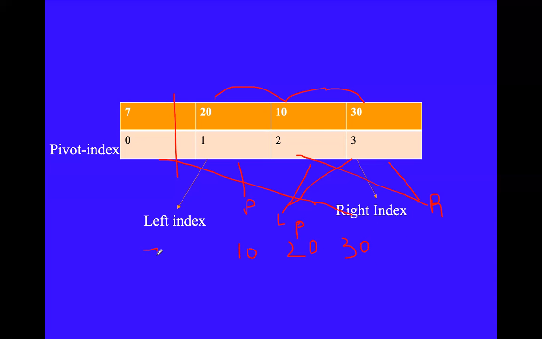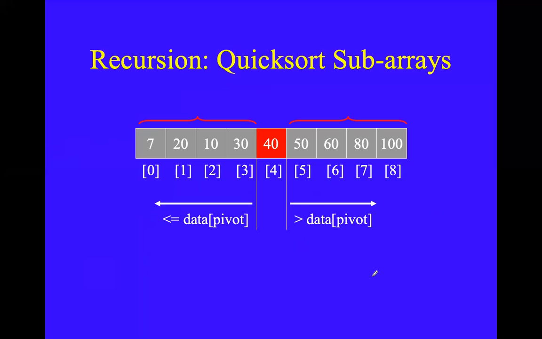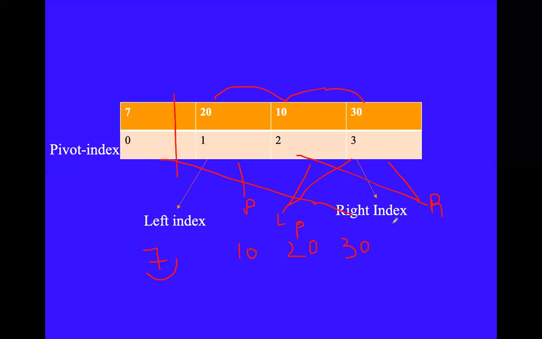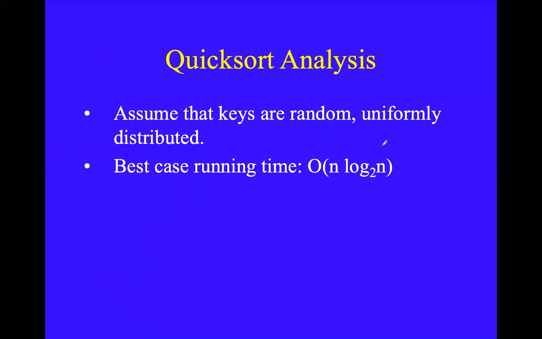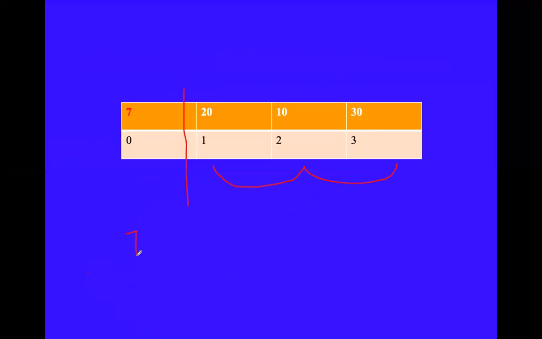So how will the list become? 7, 20, 10, 30. Here we will return the 7, here we will return the 20, 10 and 30. So the list will be sorted here. What will be the second half? 50, 60, 80, 100. It will also be sorted. So the list will become 7, 10, 20, 30, and after that 50, 60.